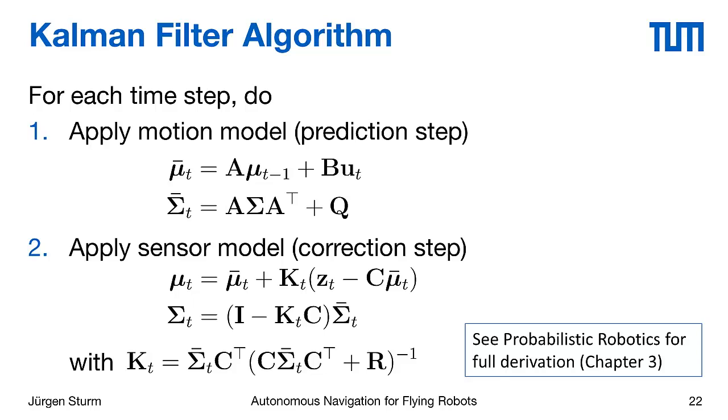Of course, there is more to say about the Kalman filter. In particular, I have omitted all the intermediate steps in the derivation. In case you're interested in looking at the derivations, which are actually not too complicated to understand and something you can really do by hand by yourself, I would recommend the Probabilistic Robotics book of Thrun, Fox and Burgard. In chapter 3 there is the full derivation of the Kalman filter containing all the intermediate steps.